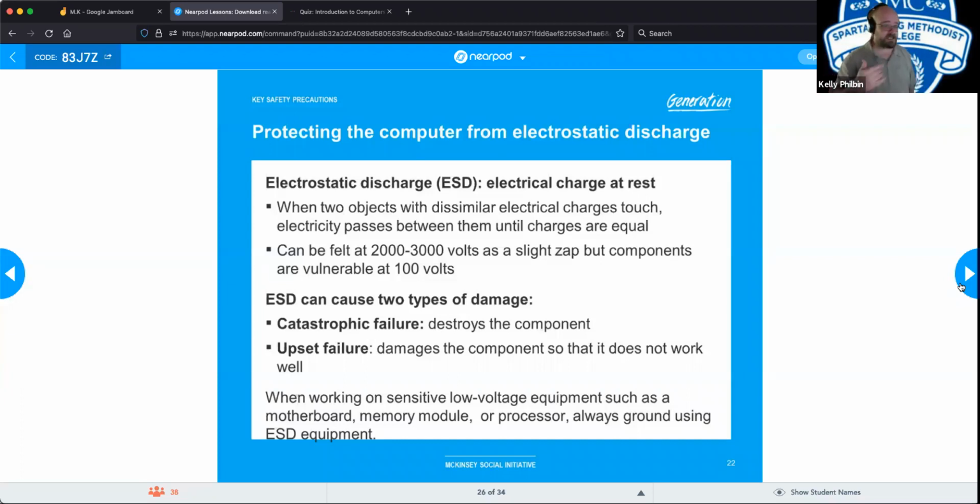Computer components like CPUs, RAM modules, almost any component in a computer can be damaged with as little as 100 volts. So you wouldn't even feel it, and you can catastrophically damage a component in a computer.